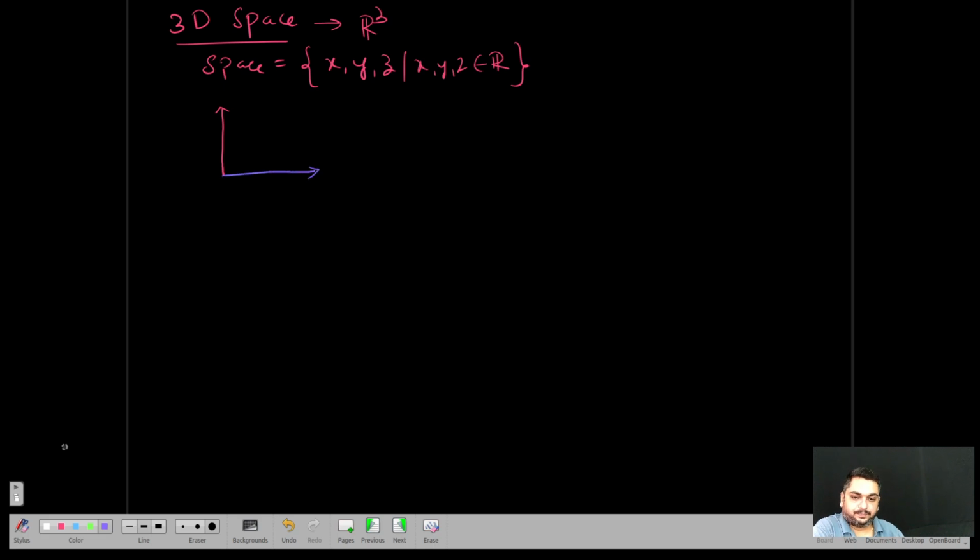Three-dimensional plane. So let us say this is z, this is x, and this is my y-axis. This is my 3D plane. Now, what is this projection and what is this vector?